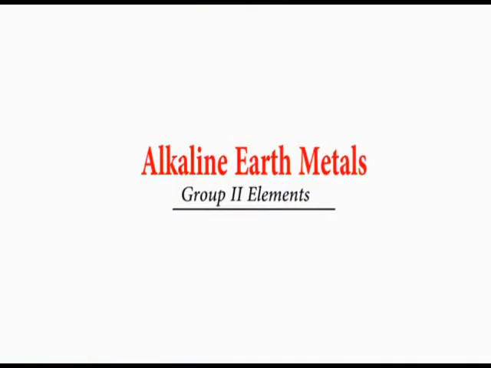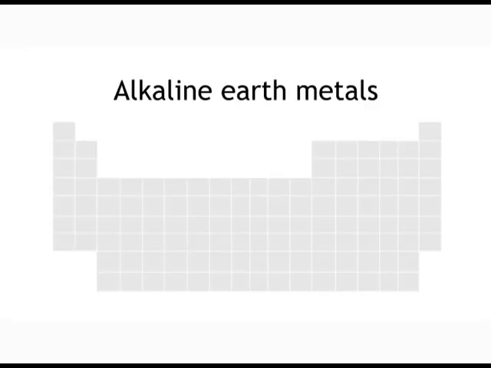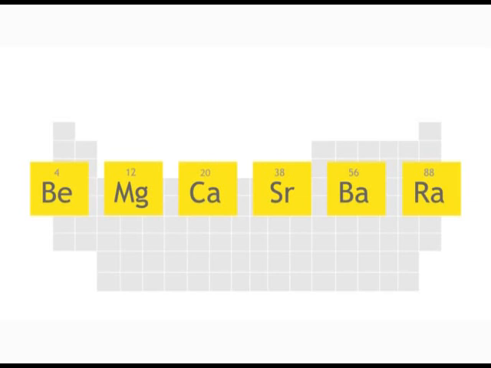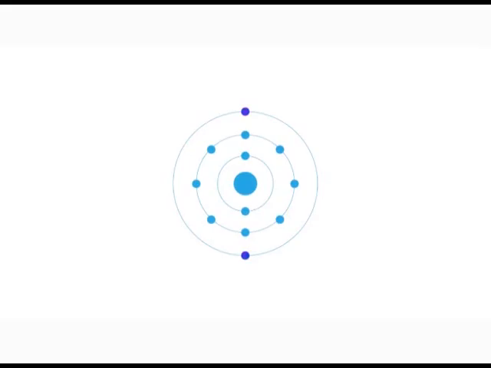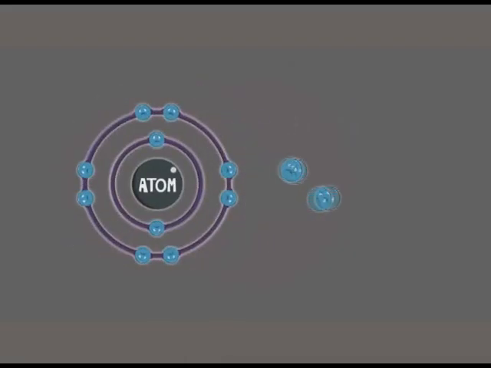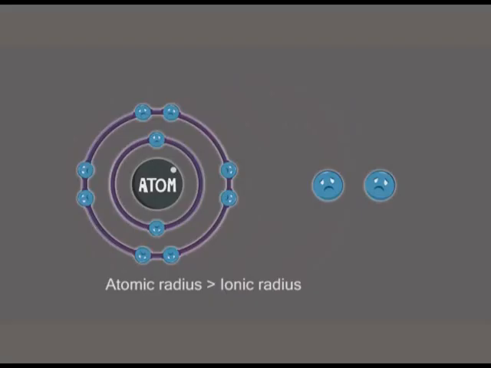Next, alkaline earth metals. Alkaline earth metals are elements in group 2 of the periodic table. They are beryllium, magnesium, calcium, strontium, barium, and radium. These metals all have 2 electrons in their valence shell and can lose these electrons to form ions. This loss of electrons and the ultimate loss of the valence energy shell means that their atomic radii are larger than the ionic radii.